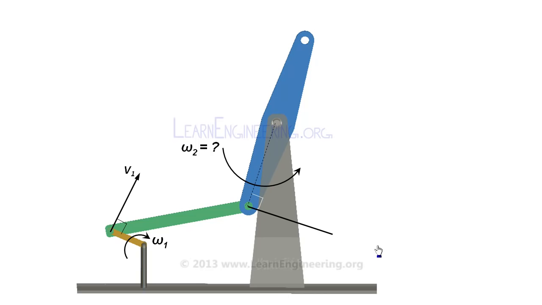Here first concept we learned comes to help. Since this bar cannot elongate or contract, relative velocity between these points should be perpendicular to this link, which will lead to magnitude of velocity at point 2. From here, angular velocity of link can easily be deduced.